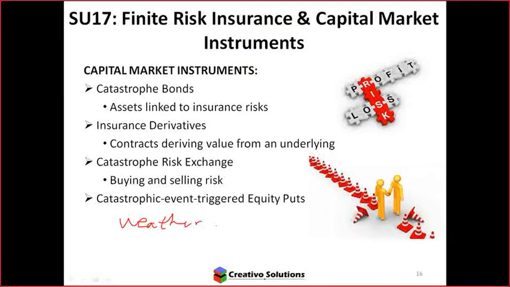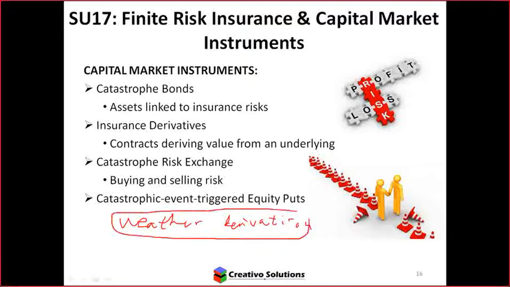Did you know you actually get weather derivatives? No. These are products that are based on the weather, so if the weather is good or bad. These are products that are bought and sold in the market. Something else that's bought and sold in the market is a catastrophe insurance product, a catastrophe bond: assets linked to insured risks.